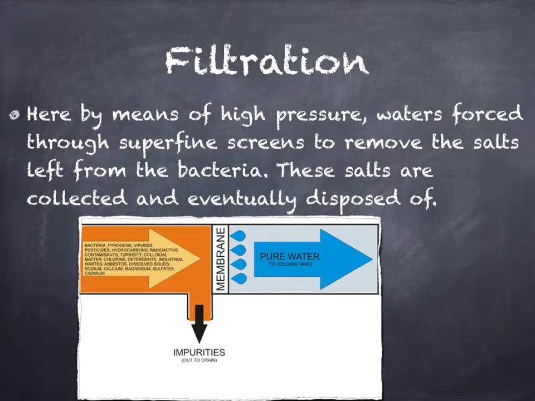Now, the next step that removes the salts is filtration. This process uses reverse osmosis, which takes water from a high solute area and moves it to a lower solute area, which is, as you know, the reverse of regular osmosis. Now, we do this by using high pressure to push it through a membrane so thin that the only thing that can get through is water particles. That way, all the other impurities can be collected and later disposed of.